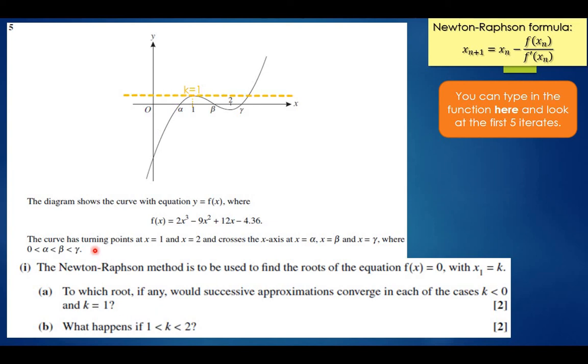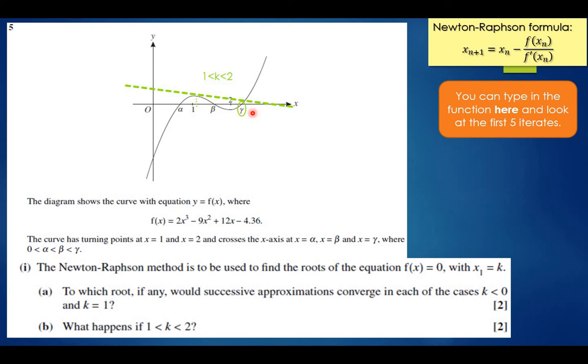What happens when k is 1? Well, we're told that we have a turning point at 1, so we know this tangent is parallel to the x-axis. There will be no further iterates, and so no solution. Then we're going to look at what happens in between 1 and 2. So let's try really close to 1. I can follow this green line to where it cuts the x-axis, and it's now to the right of gamma. If I now draw tangents from there, I'm going to be gradually travelling towards the root gamma.